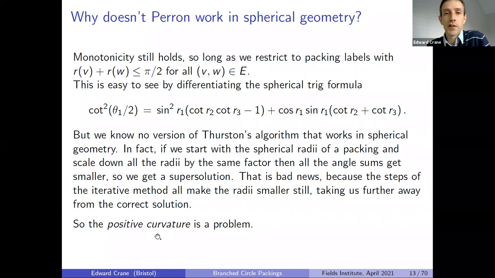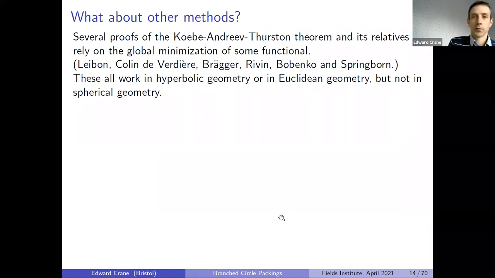So more of a problem is the positive curvature. So suppose you start with a genuine spherical packing of a triangulation, and then you take all the radii and scale them down by 10%. So what happens? All the angle sums get smaller. And so we end up with what we called before a supersolution. Now in hyperbolic geometry, a supersolution was actually bigger than the solution we want. But in spherical geometry, we've now got something that locally is a supersolution, and yet globally is less than the correct label. So if we start from that label and take steps of the iterative fixing up, we're going to keep making the radii smaller and smaller, and that's taking us further away from the correct solution. So it simply doesn't work.